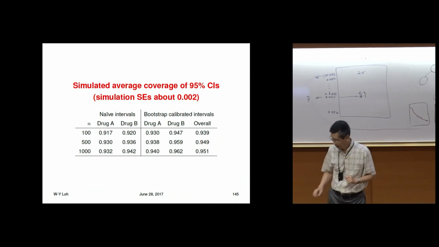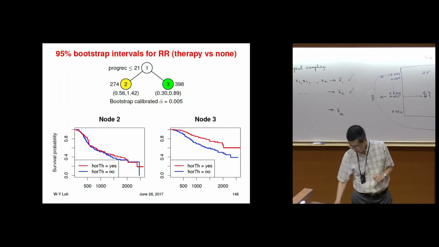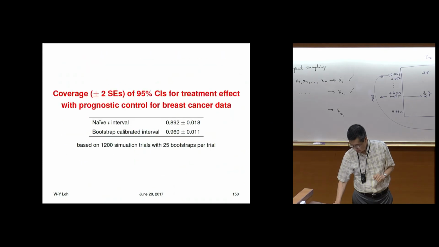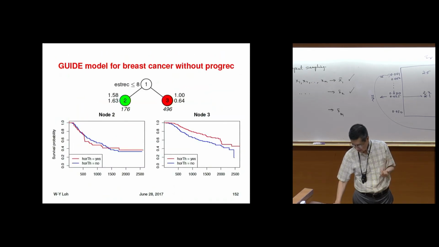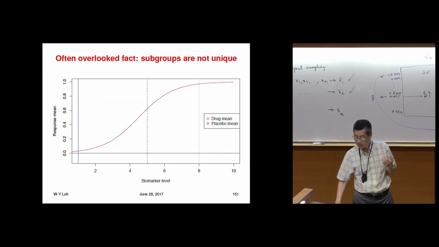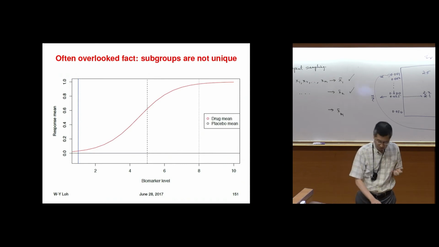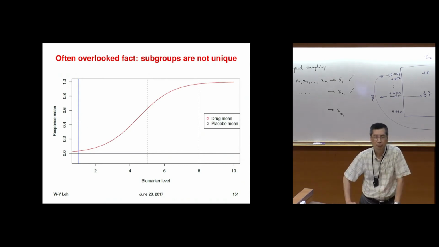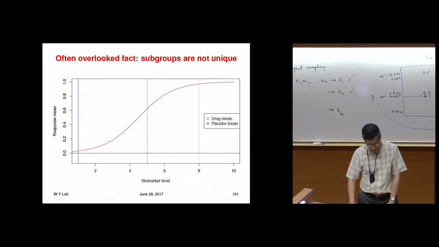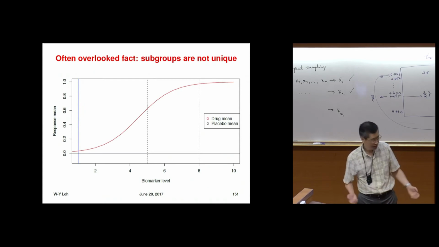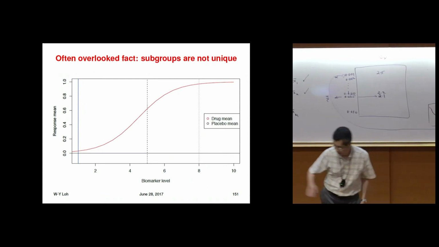Okay? Yeah, I have some other things. Okay, maybe I'll end with this. People always tend to ask, how do you know you got the right subgroup? Okay. My answer now is that you never know whether you get the right subgroup because the subgroups are not unique. So here's an example.